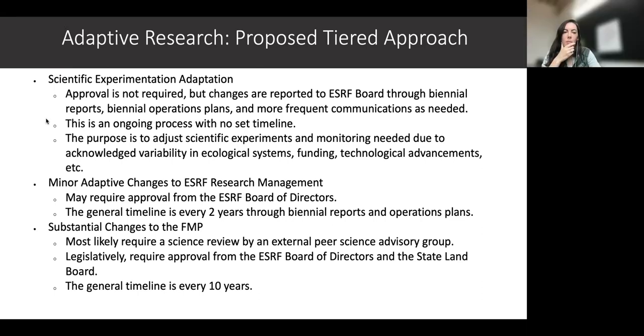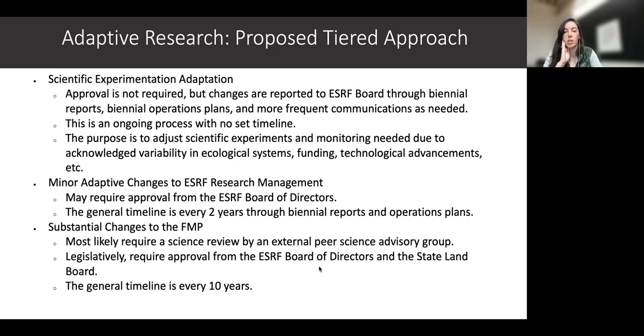Thanks for that, Gordy. So Gordy touched on all three of the parts of this tiered approach. One being, again, the scientific experimentation level. A second would be more of a minor adaptive change that would require approval from the board of directors and would be approximately on a general timeline of every 2 years through the biennial reports and operation plans, versus something that would be more of a substantial change to the forest management plan and would most likely require a science review by an external peer science advisory group, as well as approval of the board of directors.